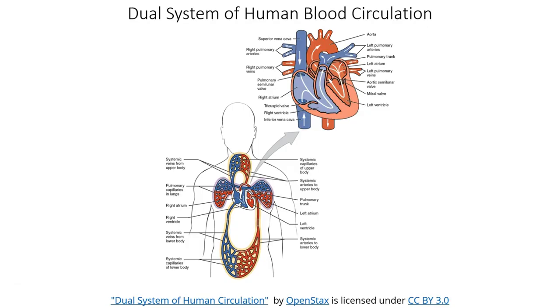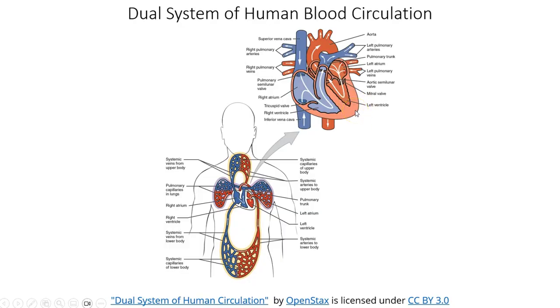So the heart has two systems of blood circulation that travel through the different chambers of the heart. The heart has two atria, the smaller chambers up here towards the top of the heart, closest to all of the vessels, and then two ventricles down here towards the bottom, closer to the apex of the heart.